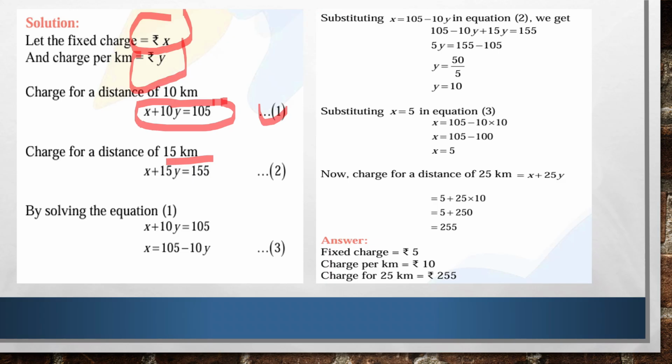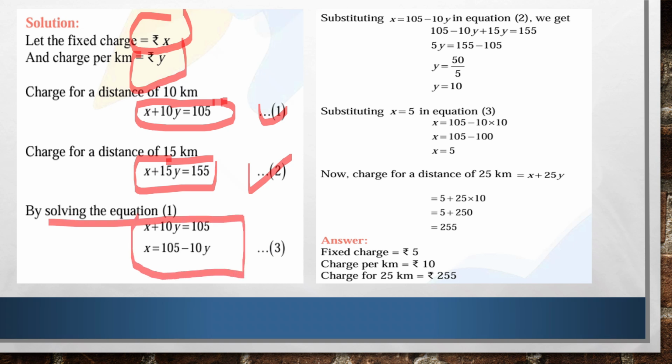105 rupees, and for 15 kilometers it is 155. So I can take x plus 15y is equal to 155. Take it as equation 2. Now by solving equations 1 and 2, I will get equation 3, that is x is equal to 105 minus 10y. By substituting x is equal to 105 minus 10y in equation 2, I will get y is equal to 10. If you know the value of y, you can find x as 5 here.